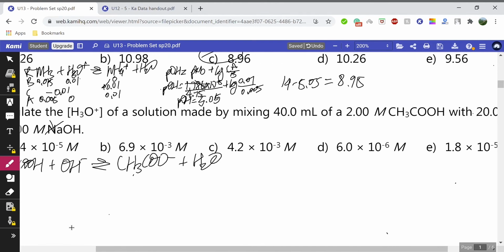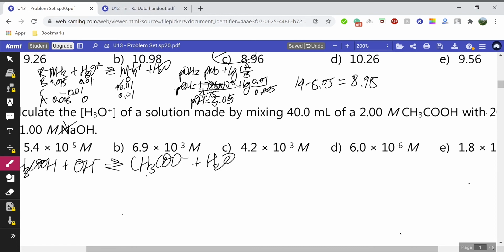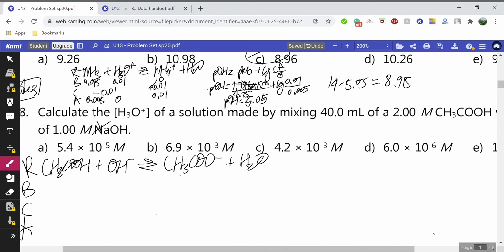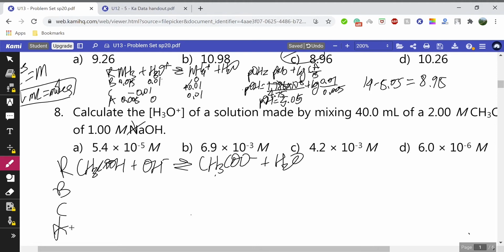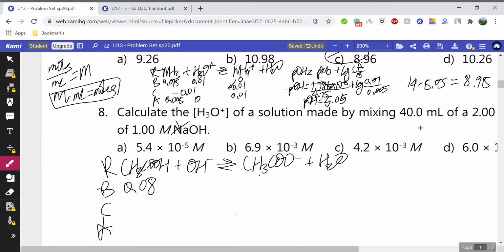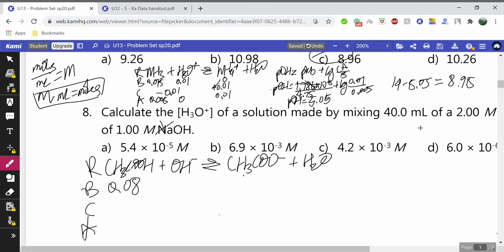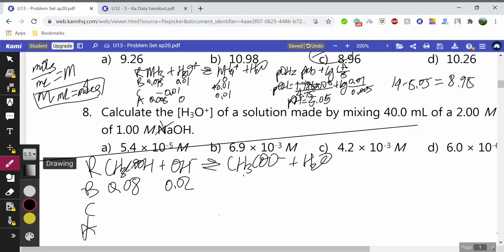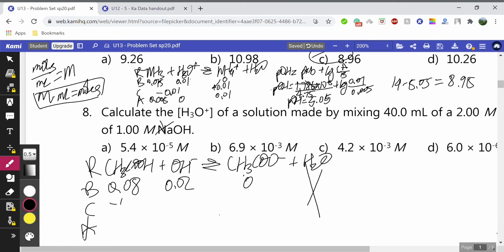So let's see, 2 molar times volume, 0.04, will be 0.08. So that is 0.08. And we have 20 milliliters of 1 molar. So 1 times 0.02 will give us 0.02. And now this is 0 over here. And this will be crossed out. So minus 0.02, minus 0.02. This will be 0 and 0 will be 0.06. And plus 0.02, it will be 0.02 over here. Okay.